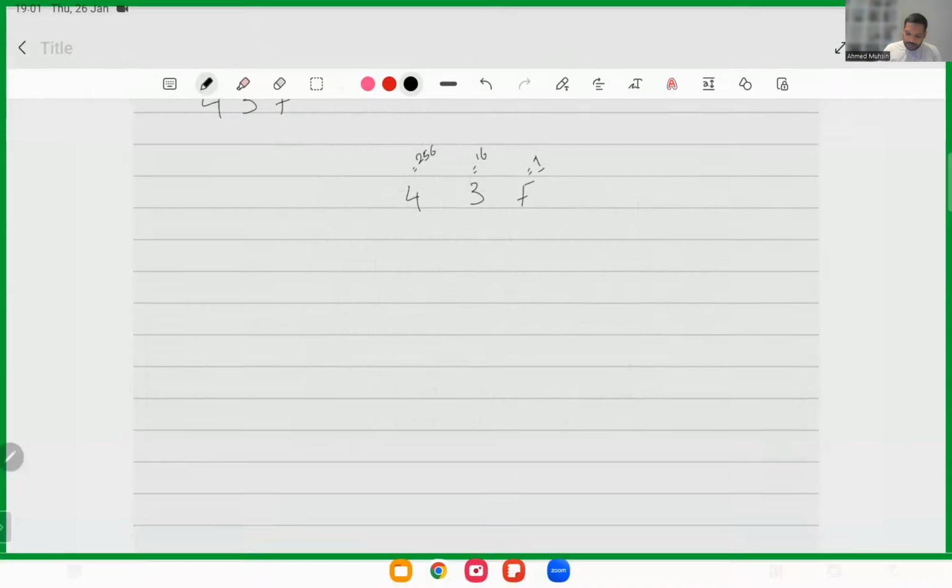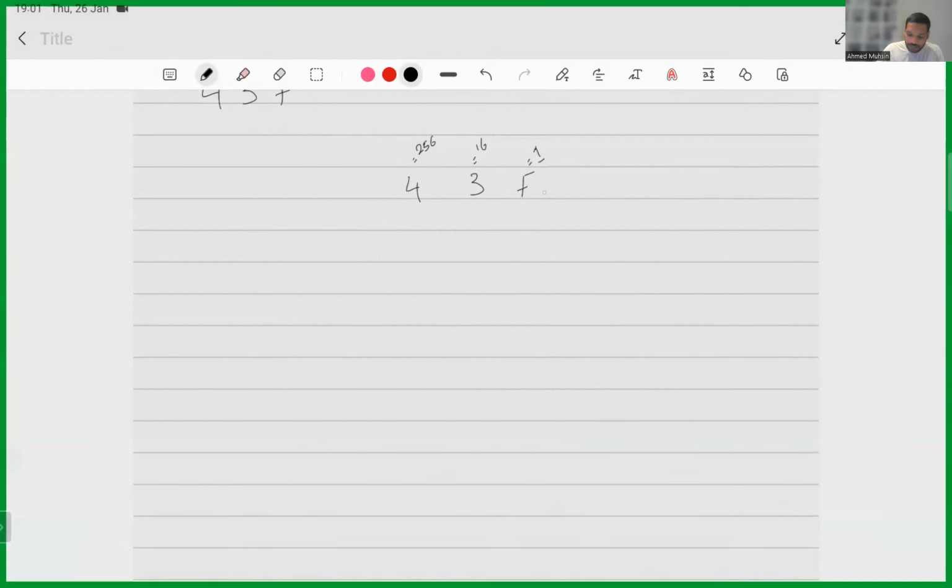Now we have to multiply the value by the position value. Very simple. We take 4 times 256 plus 3 times 16 plus 1 times, who can tell me F? For F, if you remember from our tutes, F is equal to 15, so we take 1 times 15.